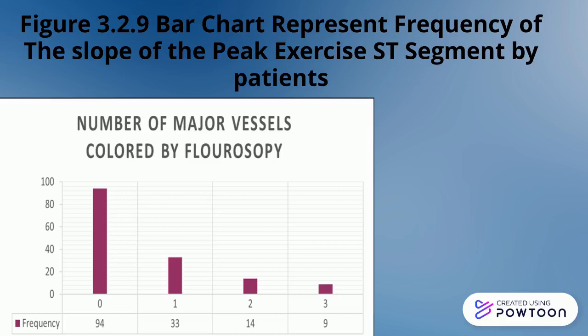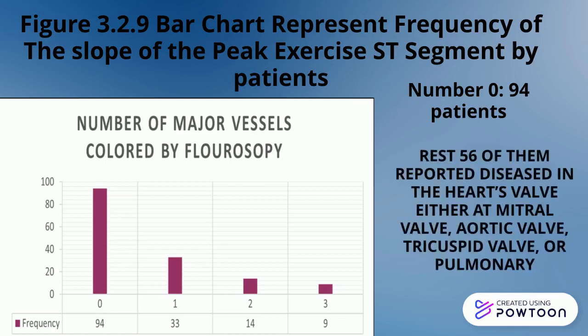Subsequently, there is data figure of number of major vessels colored by fluoroscopy. As everyone could see, there is 94 patients didn't show any sign of fluoroscopy within the major vessels. The rest, 56 of them reported disease in the heart valve, either at mitral valve, aortic valve, tricuspid valve, or pulmonary valve. This condition might cause dysfunction of blood flow into the right chamber, or the blood will be forcefully pumped into narrowing opening which led to heart failure or cardiac arrest. The more color found indicates the critical point of patient's heart state.